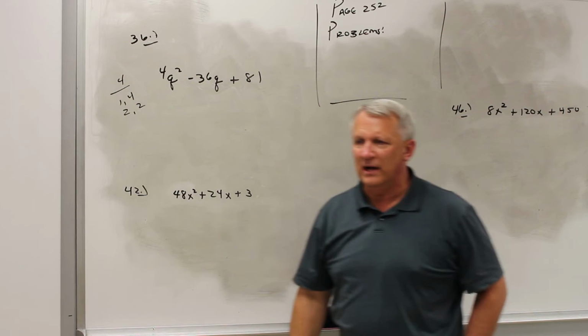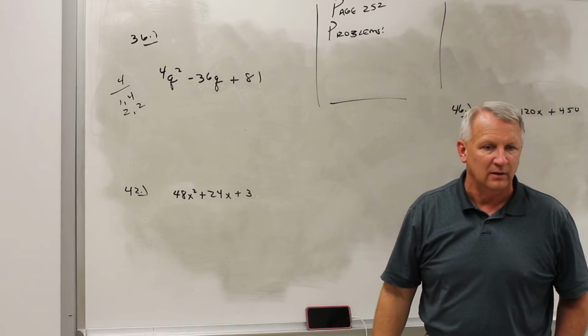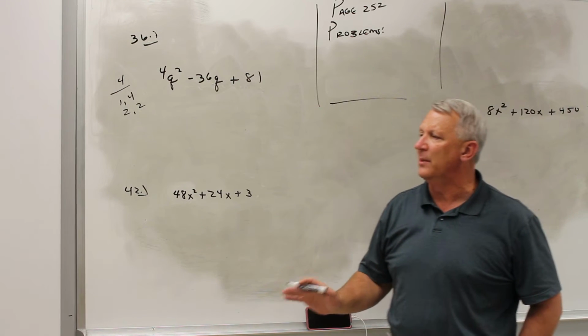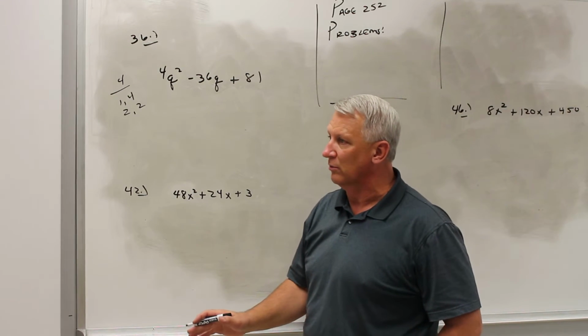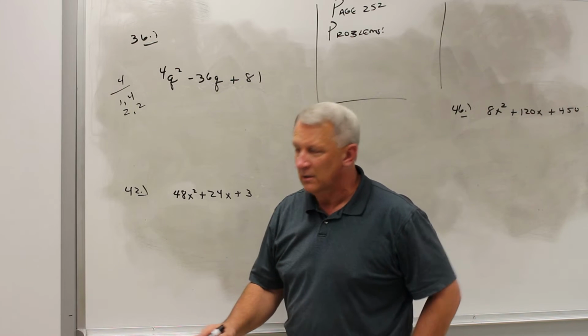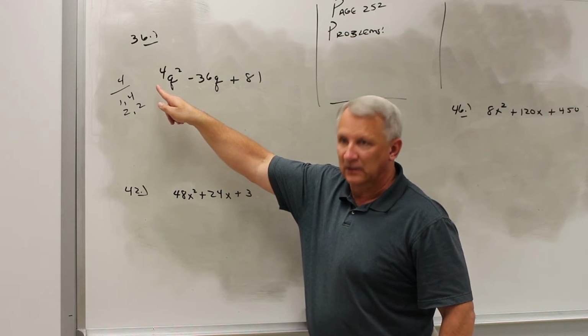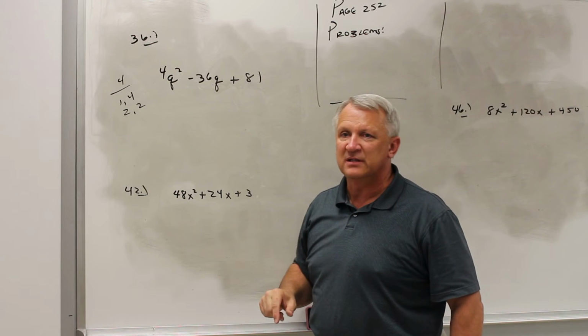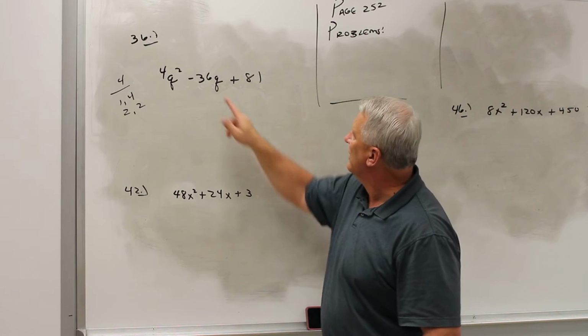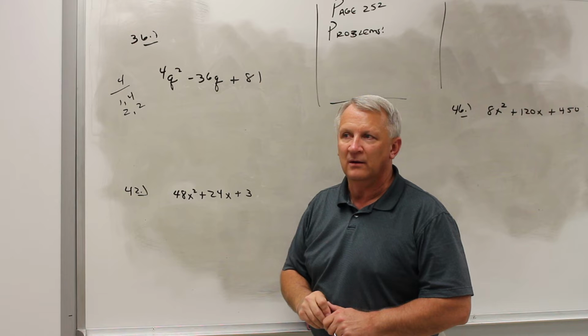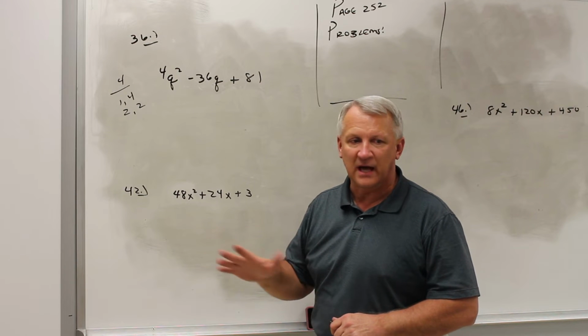There's only two ways that I can multiply together to get 4. So if I'm going to be able to factor out a common number, it's going to have to be a 4 or a 2. Would you agree? Yeah. Okay, so let's look and see. Does 4 go into 4? Yes. Does 4 go into 36? Yes, it does. Does 4 go into 81? No, it doesn't. 4 is out.